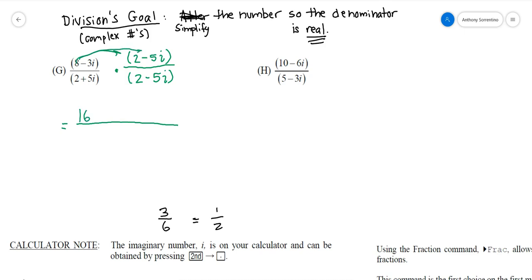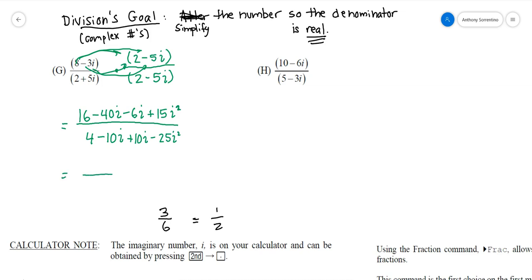8 times a minus 5i is a minus 40i. A negative 3i times 2 is a minus 6i. A negative 3i times a negative 5i is a plus 15i. 2 plus 5i times 2 minus 5i. Again, I'm going to do the FOILing for that. And then before that, 15i should be 15i squared because negative 3i times negative 5i is negative 15. It's positive 15i squared.